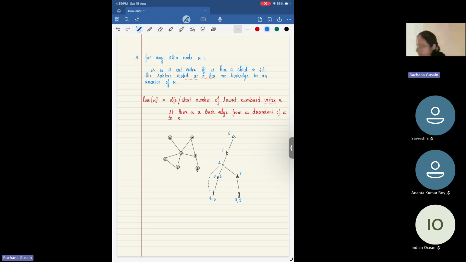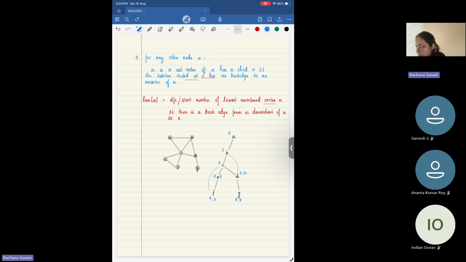Go back to D. D has 3 neighbors, C, B, and G. C is already visited. G is already visited, and those are tree edges. The remaining edge is going to be a back edge from D to G. I'm done with D at time 10. Come back to C.